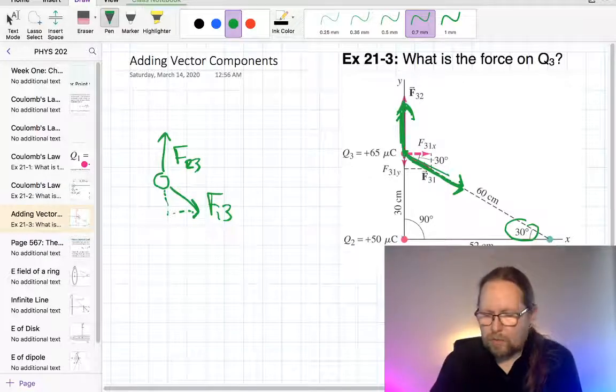Before we go any further, it would probably be a good idea just to practice your vector addition, since we haven't done a problem like this in kind of a long time, to actually pause the video right now and try to work through this example on your own. And after that, I'll come back and we'll work through the solution.